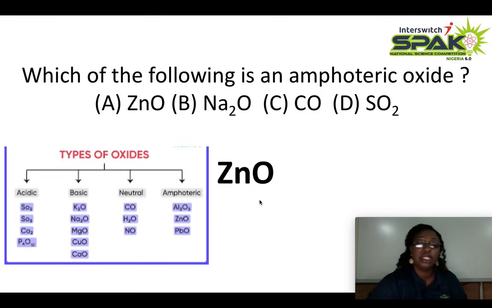Amphoteric oxides, like I said, can react with both acid and base, and can also behave as an acidic or a basic oxide.